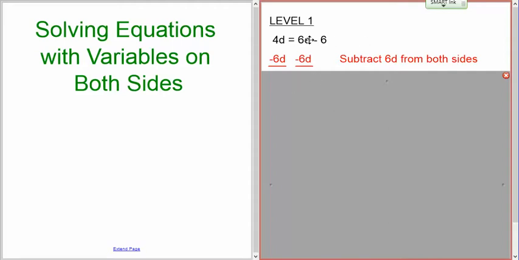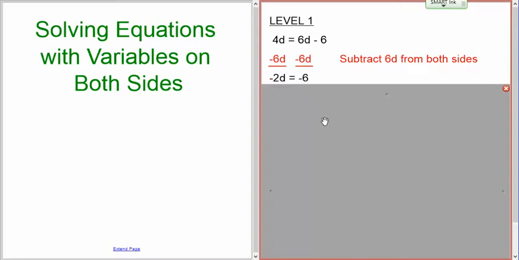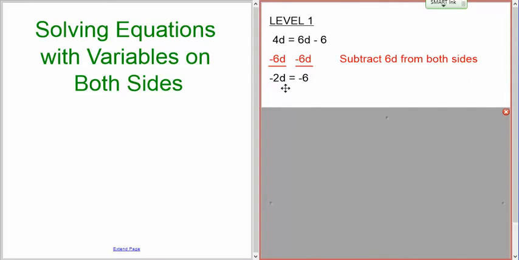What I want to do is cancel out this 6d, so I'm going to subtract 6d from both sides, and that gives me this new equation here. Negative 2d equals negative 6. 4d minus 6d is negative 2d. The minus 6 stays negative 6 because 6d minus 6d is 0, and 0 minus 6 is negative 6.